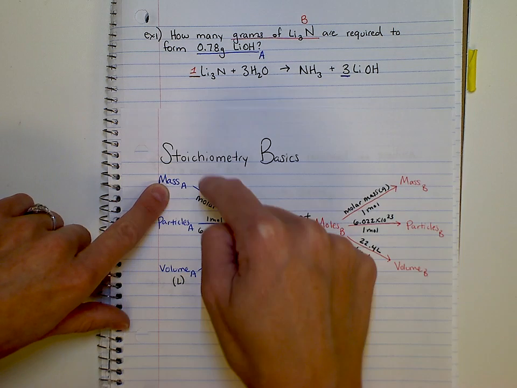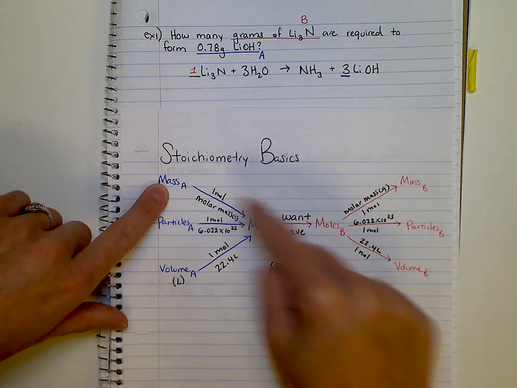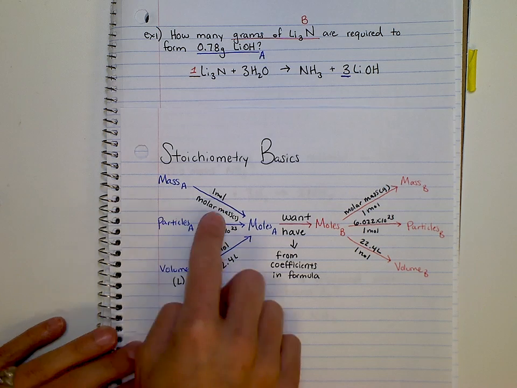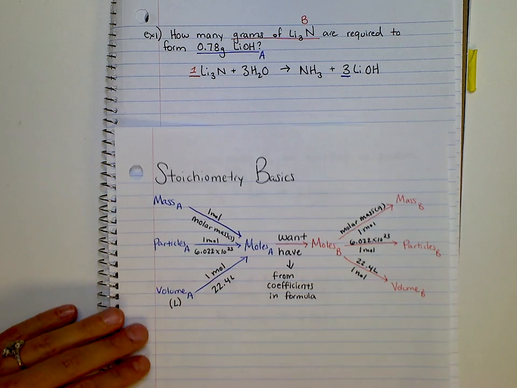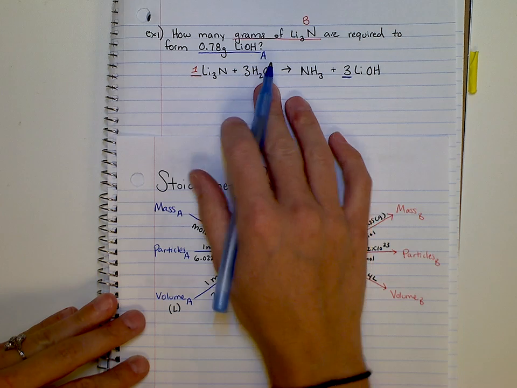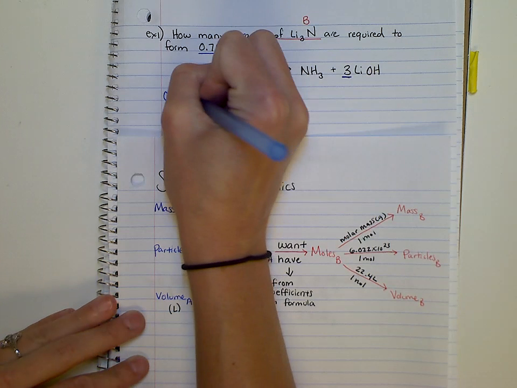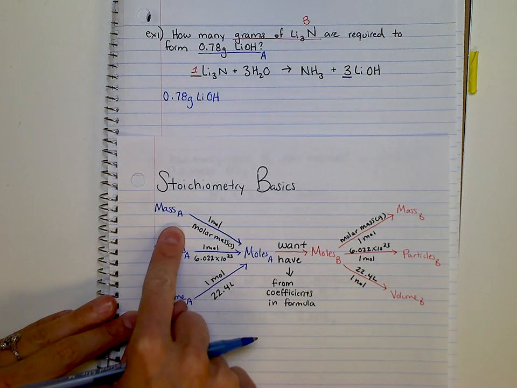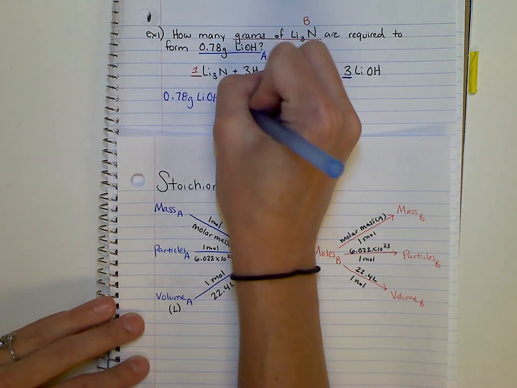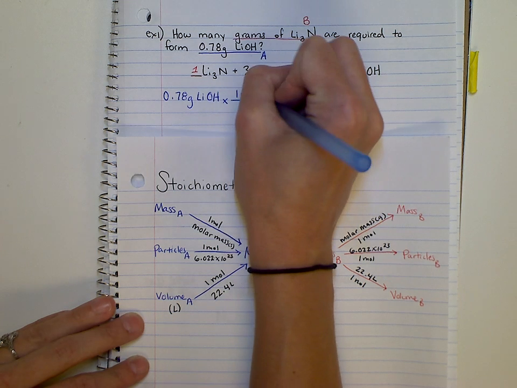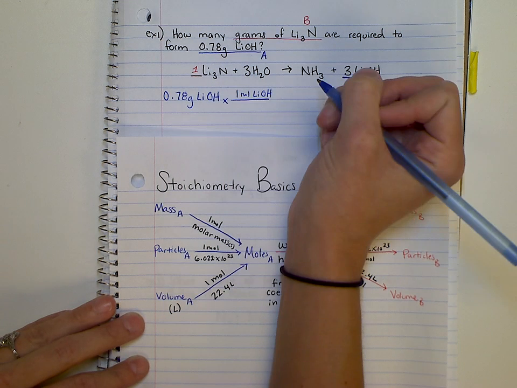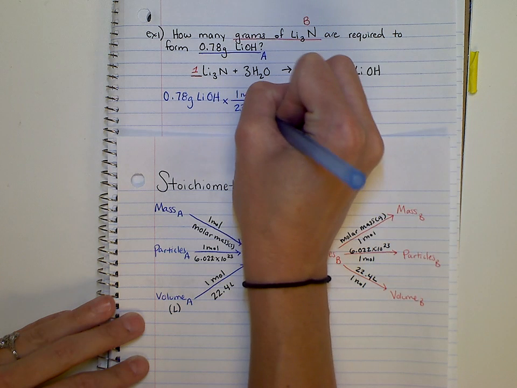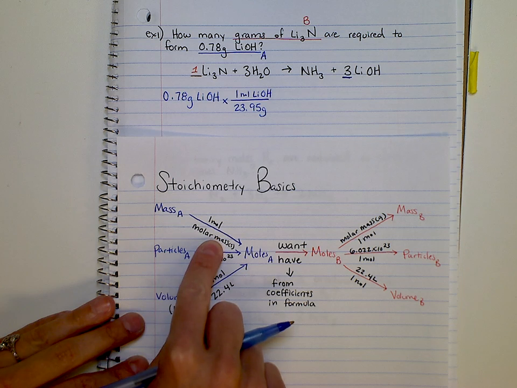So this tells me I'm going to do 1, 2, 3 conversions. Each line that you go through is a different conversion, okay? So the first conversion, I'm going to start with what I'm given. That's always what you're going to start with, is what you're given. So I'm going to start with my 0.78 grams of LiOH. According to my roadmap, I need to divide by molar mass, so I'm going to put 1 mole of LiOH on top, and then the molar mass of LiOH is 23.95 grams. Okay, so that's my first conversion that I have to do.